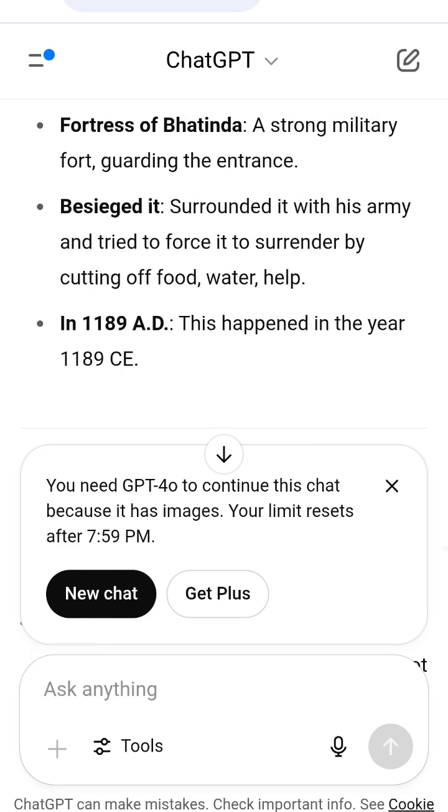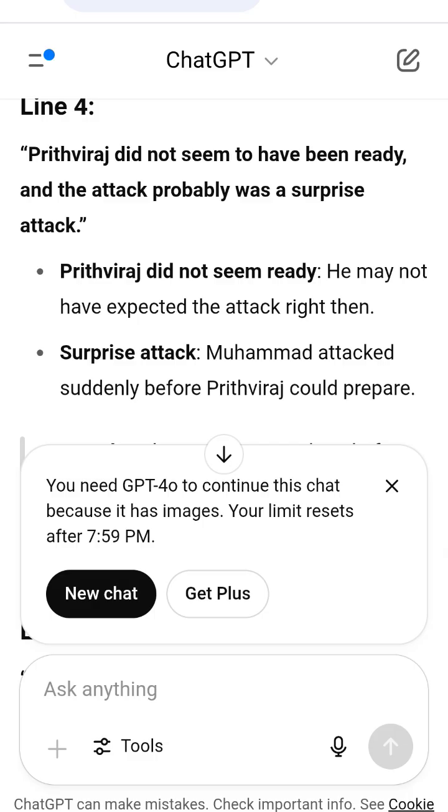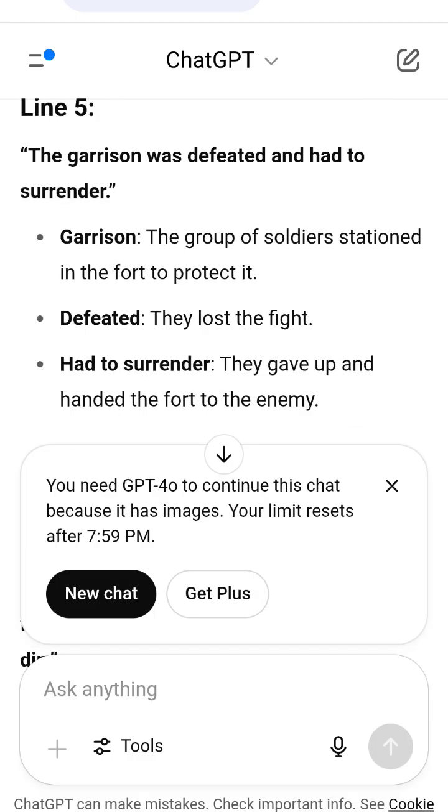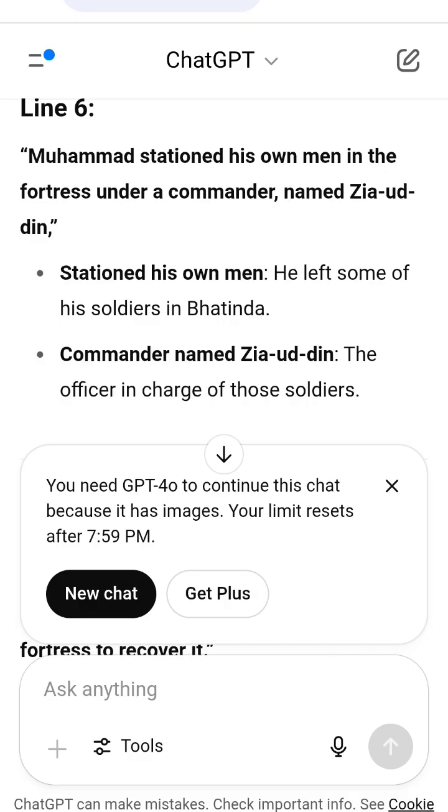What was happening before the battle? The Chauhans had built forts to protect important border towns. One of these towns was Bathinda, which was very close to the border. In 1189 CE, Muhammad of Ghur attacked Bathinda fort suddenly. This was a surprise attack.